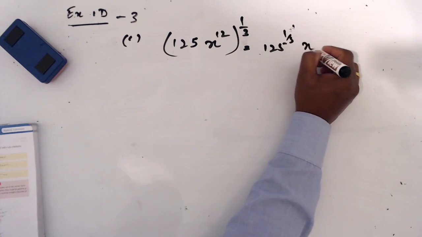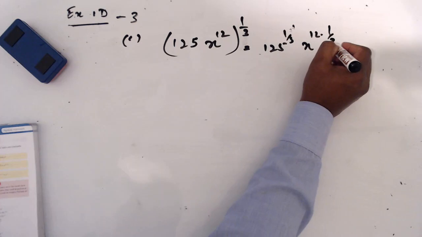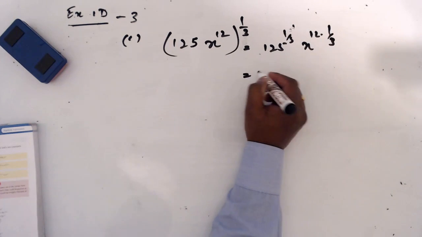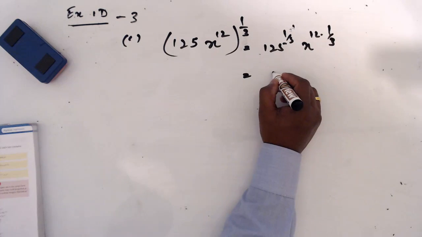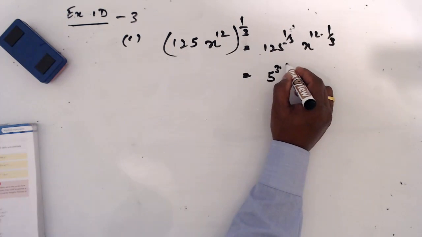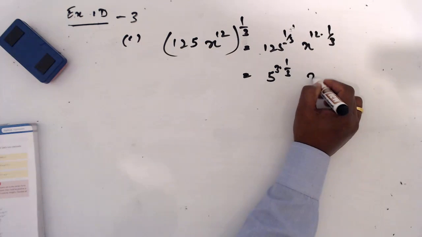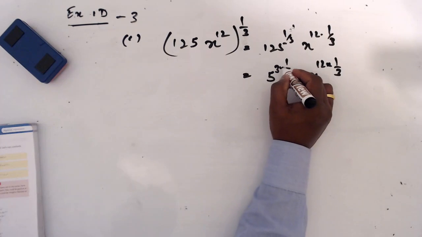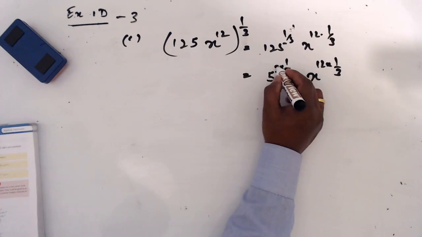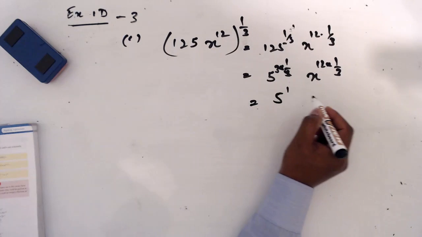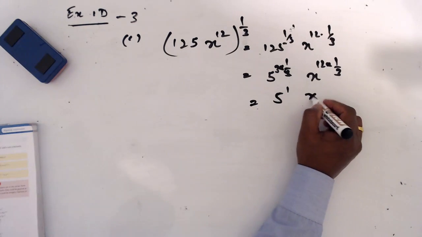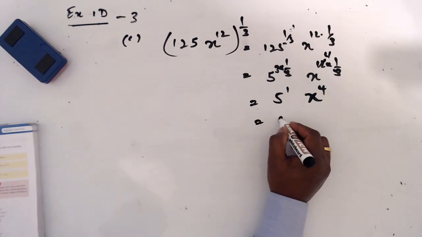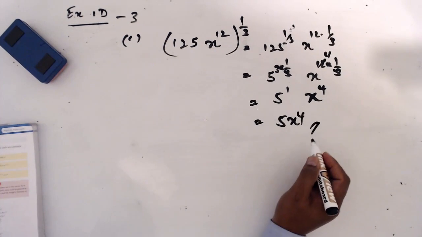One twenty-five, one third, and x12 1/3. So 125 you can write 5/3, 1/3 and x12 times 1/3. This is cancelled out, so this is going to be 5 to the power 1 and this is going to be x to the power 4. So 5x4 the answer.